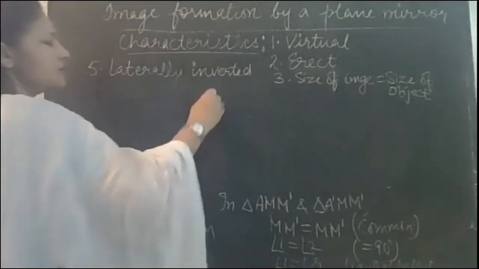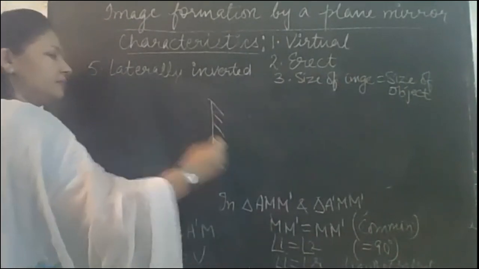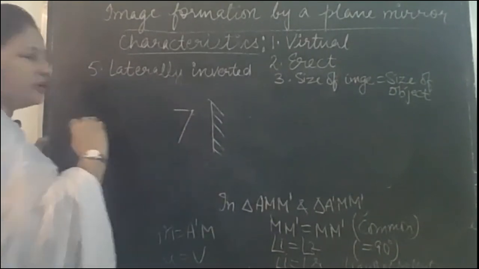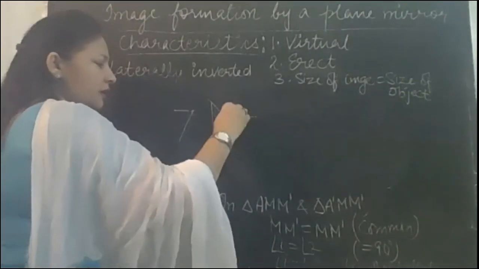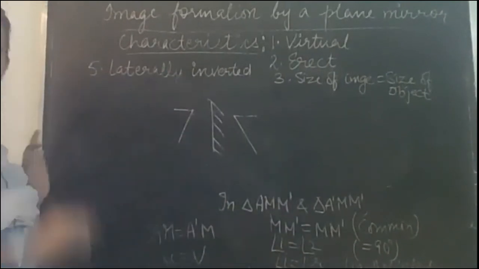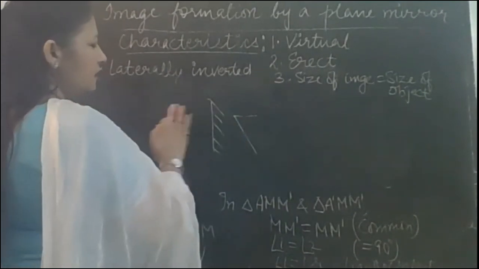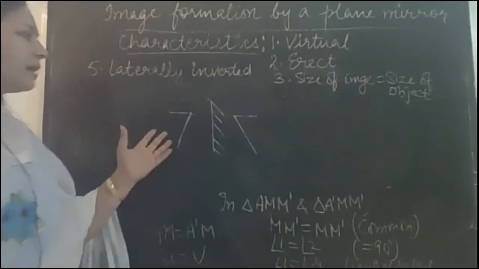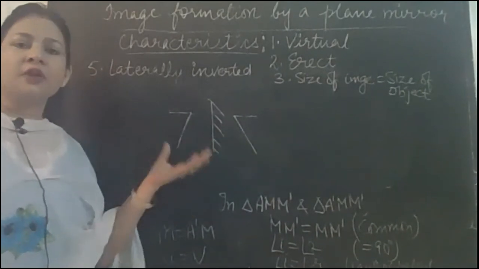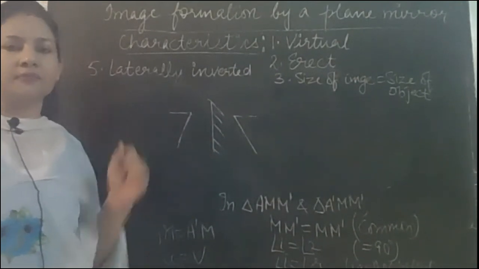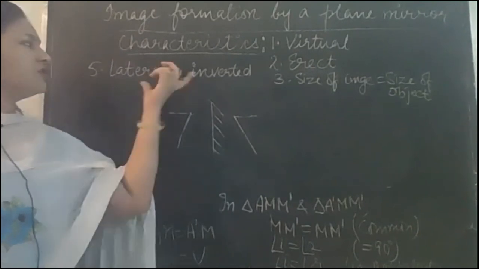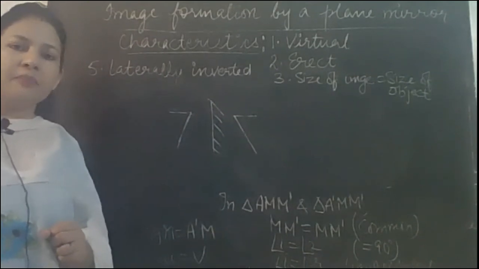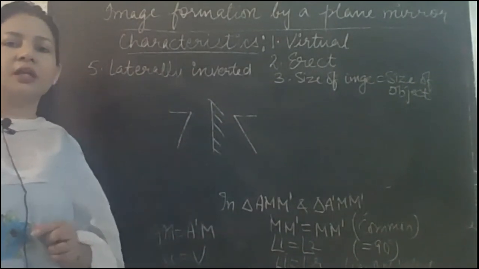When an object is kept in front of a plane mirror, this is a plane mirror, and a 7-shaped object is suppose kept in front of it, how will it look like in the mirror? It will look like this. Its left hand side will appear to be the right hand side, and right hand side will appear to be the left hand side when it is kept in front of a plane mirror. This phenomenon is called lateral inversion. Okay, so image is always laterally inverted in front of a plane mirror.